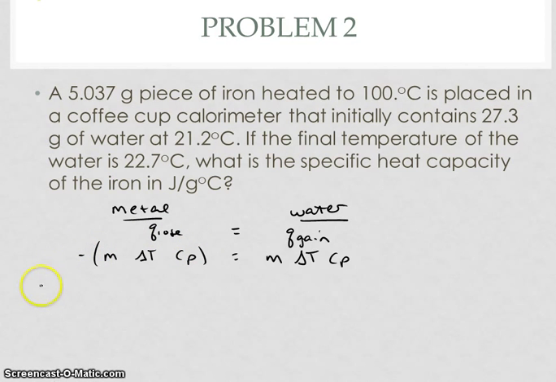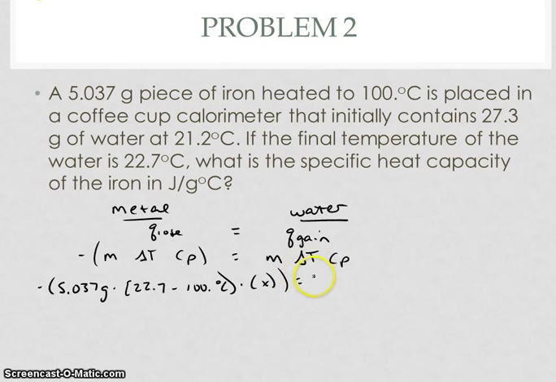So we'll plug in our variables. We've got 5.037 grams of our metal. Our temperature is going to go from, we're doing final to initial, 22.7 minus 100. Because the final temperature of the metal will equal the final temperature of the water. And we're trying to find the specific heat for our metal.